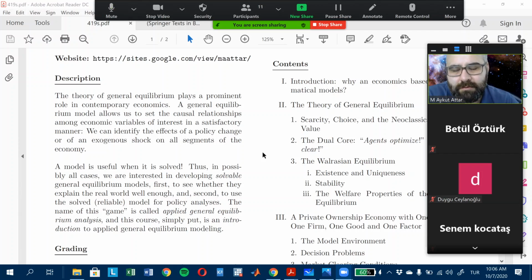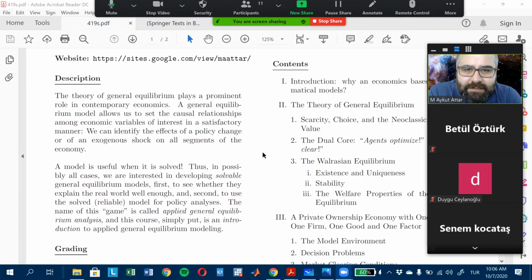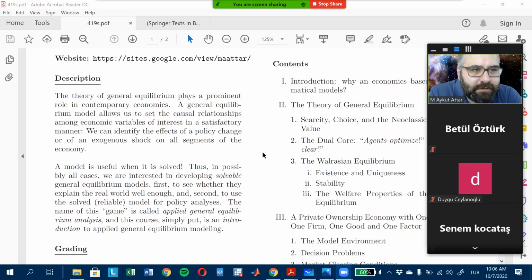Okay, so the course description is here. Basically, you are going to learn the fundamentals of general equilibrium theory, and then you also learn how to use general equilibrium models to think about real-world issues. Most of what we are going to do in this semester will be about applying general equilibrium models to several problems, including fiscal policy problems, environmental taxation, and other interesting problems.